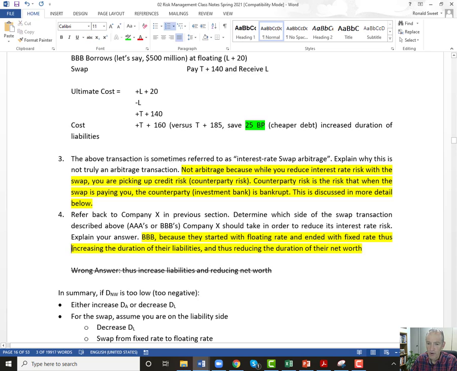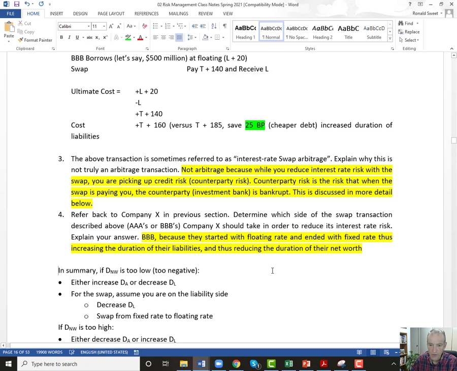So make sure, I'm real picky on this, not because I'm picky, but because I want to make sure you really understand. They're increasing the duration of their liabilities. They're not increasing their liabilities. And they're reducing the duration of their net worth. They're not reducing their net worth. All right? So on the exam, I am extremely, extremely picky that you say it very precisely.